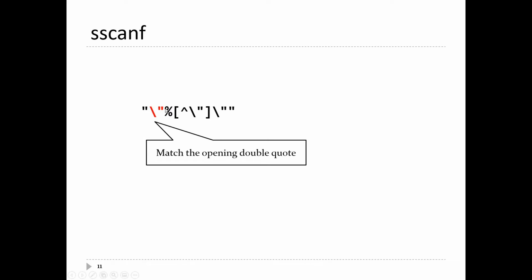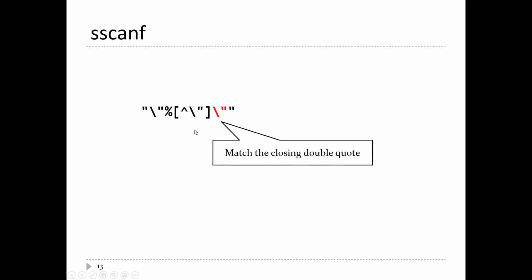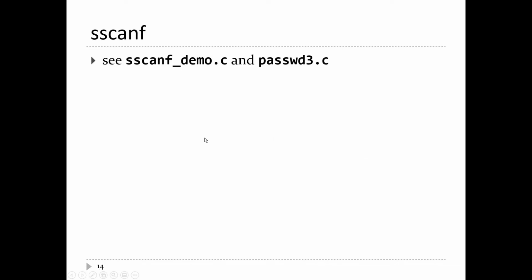So the \" matches the opening double quote. %[^\"] matches any sequence of characters that does not include the closing double quote. The \" matches the closing double quote. So let's look at some examples of using scanf, and then we'll look at an example of the password reading program that uses scanf instead of strtok.